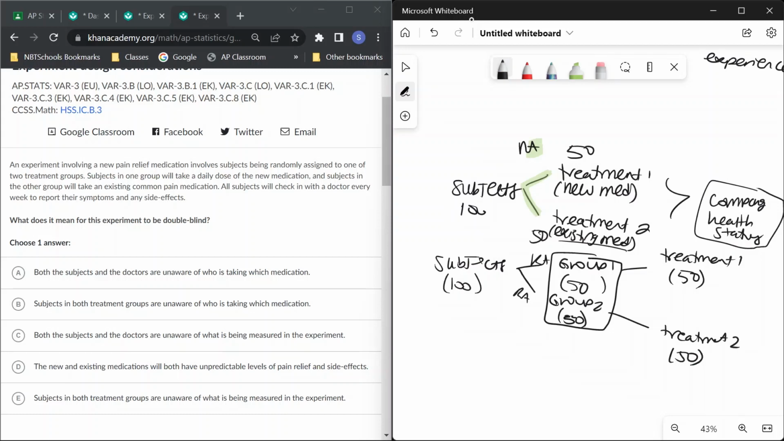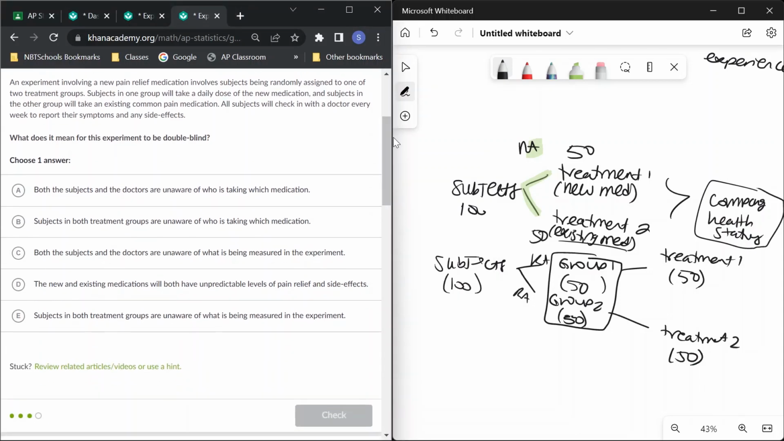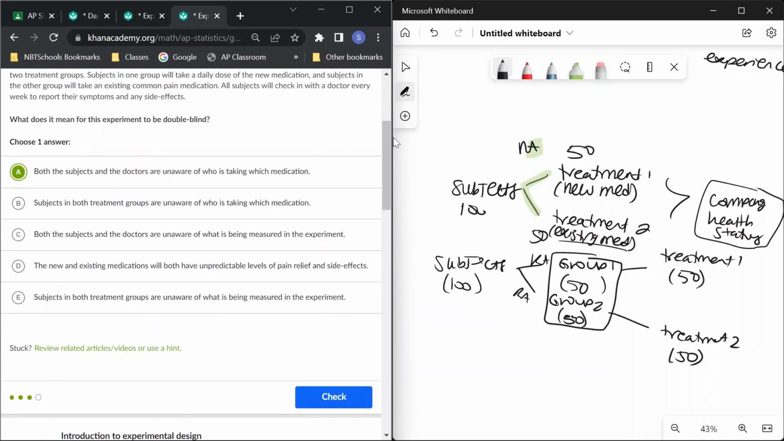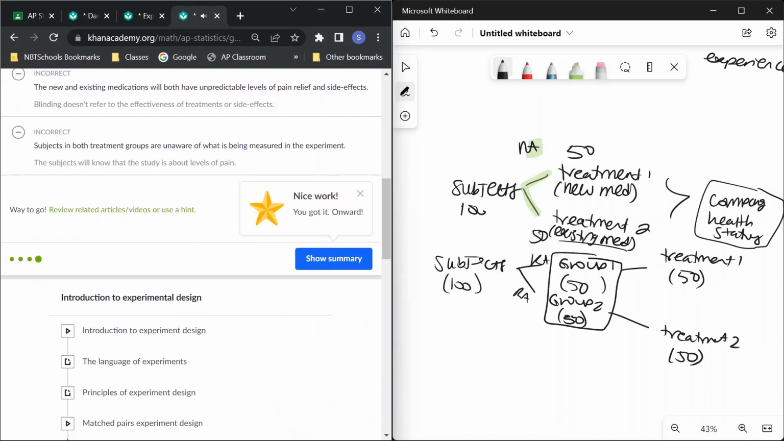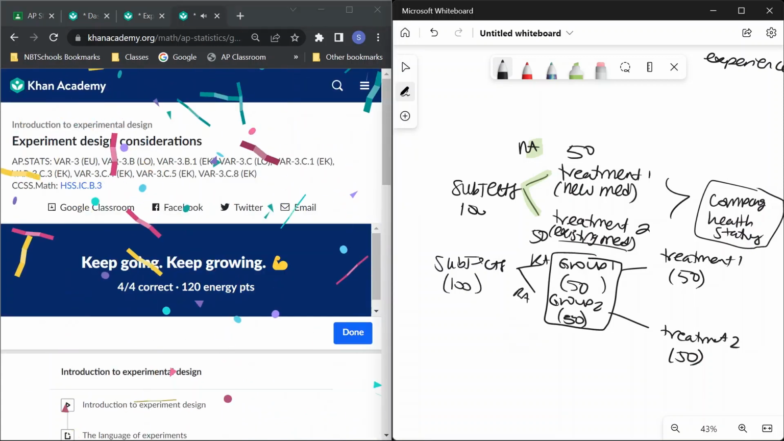Okay, but the question is, all subjects, blah, blah, blah. So what does it mean for this experiment to be double-blind? Double-blind means that both the researcher and the experimental units are blind to who gets what treatment. So both the subjects and the doctors don't know who is taking which medication. Okay, just wanted to write that down.